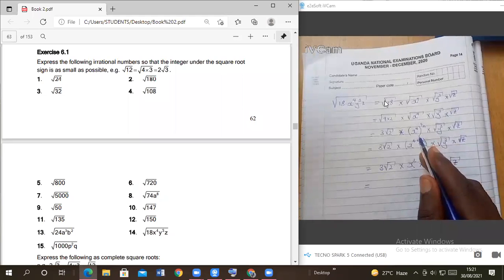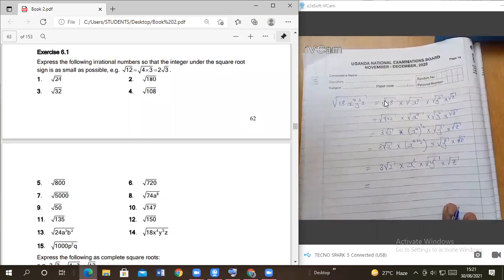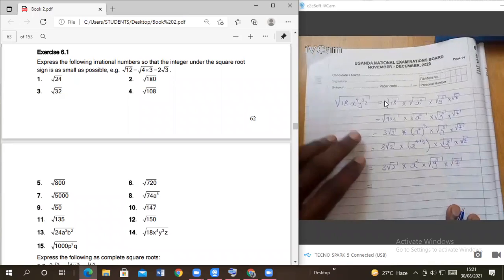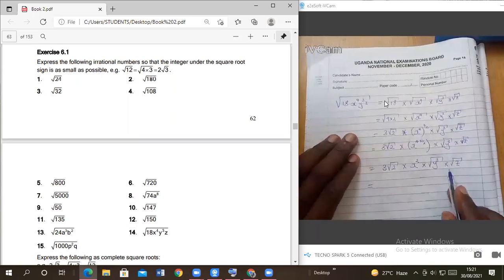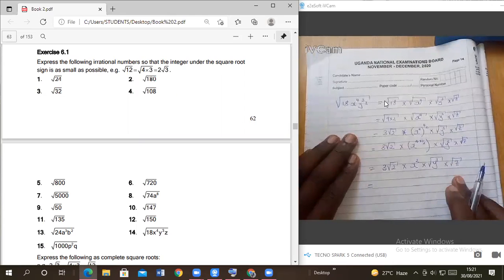Okay? So when you simplify that now, we shall have. Is there anything else we can do there?